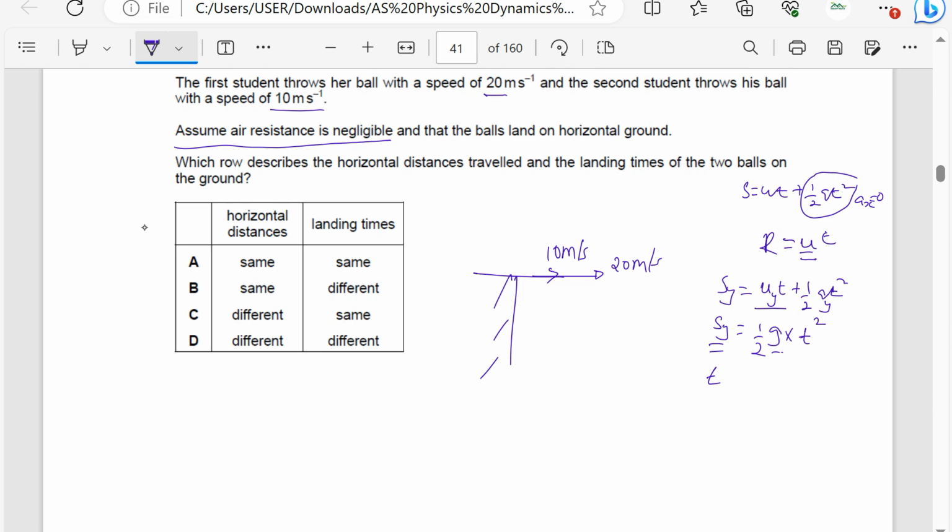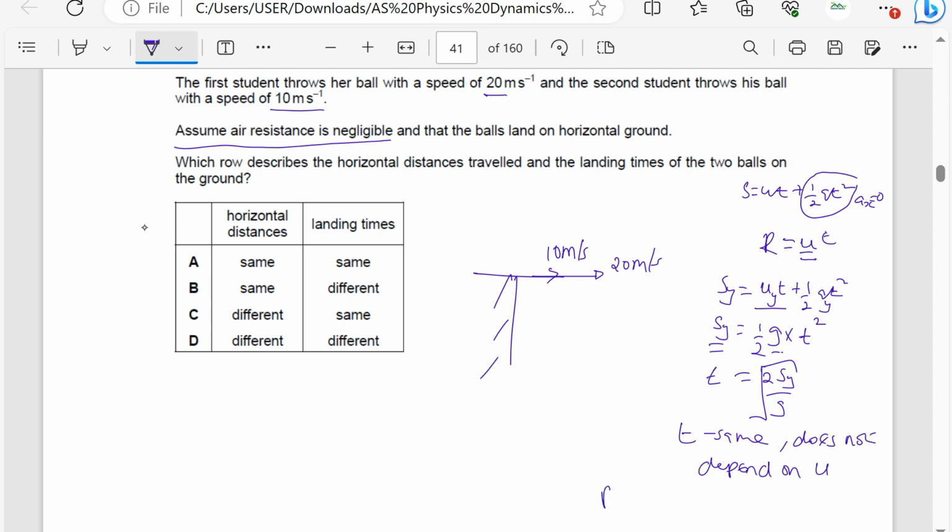Of course, t is going to be the square root of twice s y divided by g. So t is the same. It doesn't depend on u. The time is not depending on u. So t is the same.